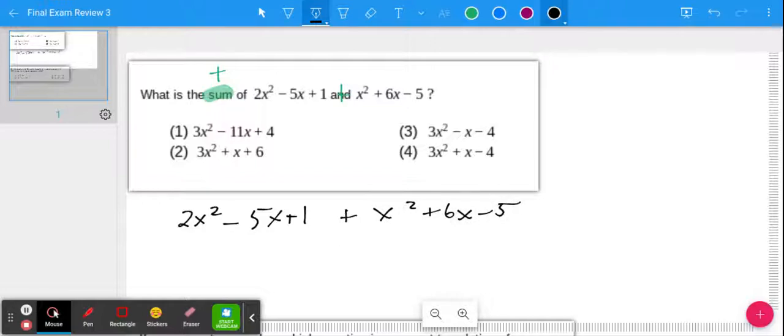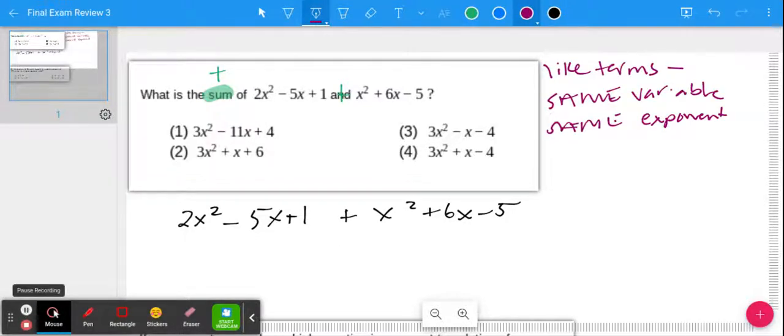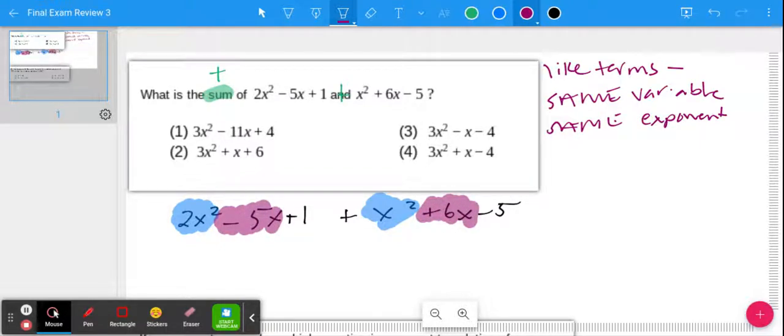Now, when we're adding two expressions, we are combining like terms. Remember, like terms have the same variable and the same exponent. So let's take a look for like terms. We have 2x squared and 1x squared. Those are like terms because they both have x to the second power. Then we have negative 5x, don't forget the sign in front, and positive 6x. And last but not least, we have the two constants, positive 1 and negative 5.